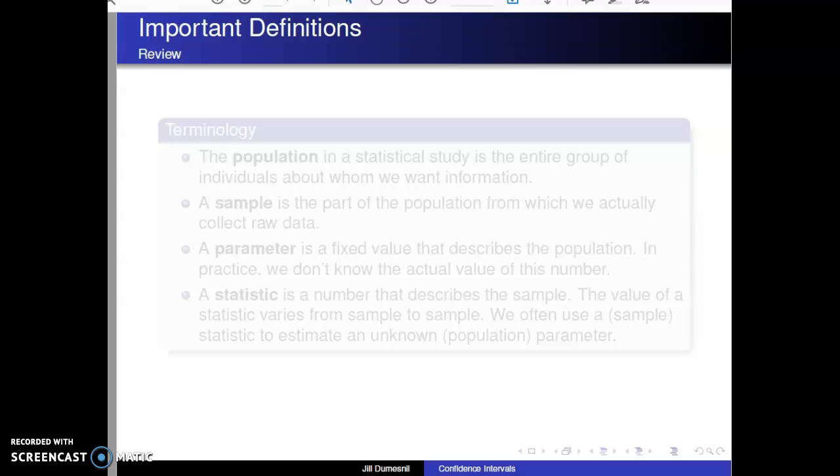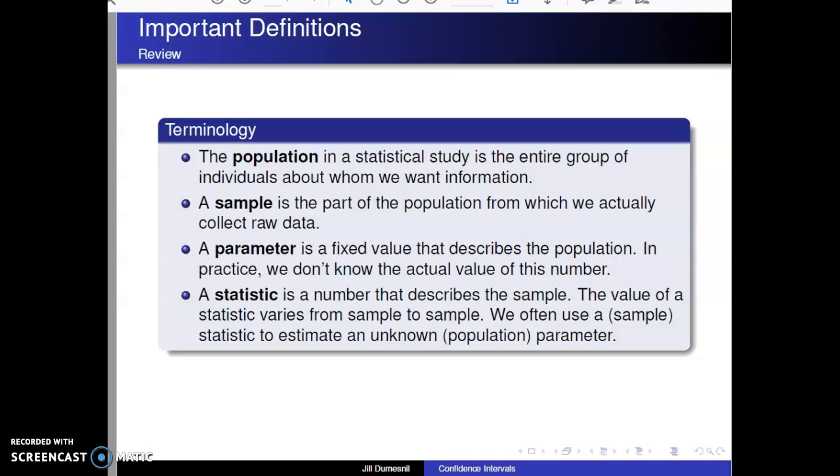Let's quickly review important terminology necessary for our discussion. The population in a statistical study is the entire group of individuals about whom we want information. A sample is the part of the population from which we actually collect raw data. A parameter is a fixed value that describes the population. In practice, we don't know the actual value of this number.